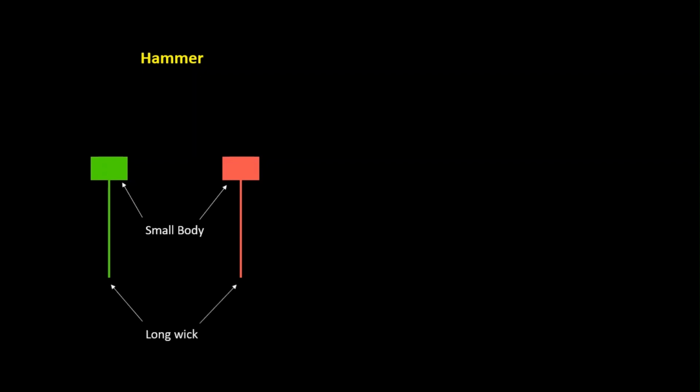Another important single candlestick pattern is the hammer. The hammer candlestick is characterized by a small real body, a long lower wick, and little to no upper wick. It typically forms at the bottom of a downtrend and signals a potential bullish reversal.